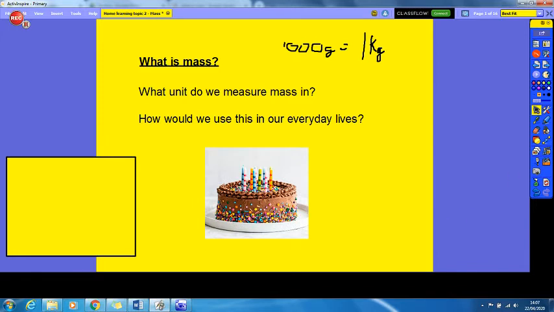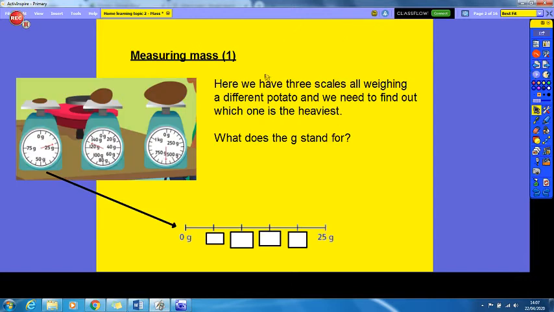Let's get on to some questions. Measuring mass, lesson 1. Here we have 3 different sized potatoes: a small one, a slightly bigger one, and an even bigger one. But just because it's bigger doesn't necessarily mean that it weighs more. This could be completely empty. So we need to find out which one of these potatoes is the heaviest.